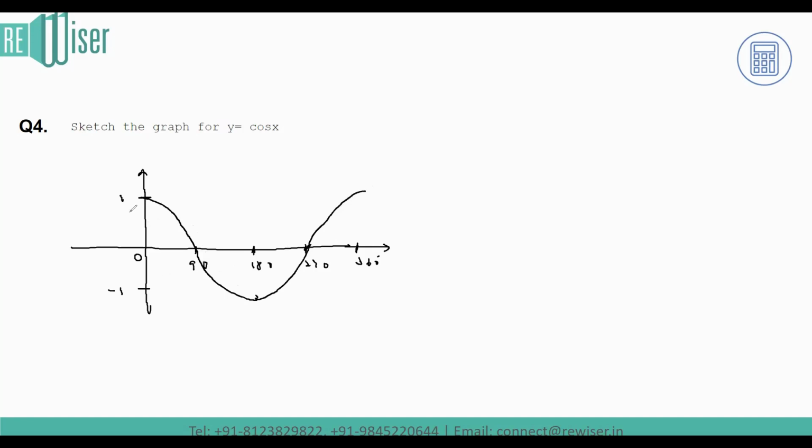So this value is called the amplitude of this cos wave, which is 1. And here also, as you can see, this is also 1. And the complete time period for a cos wave is 360 degrees. So that's the graph of the complete cos wave.